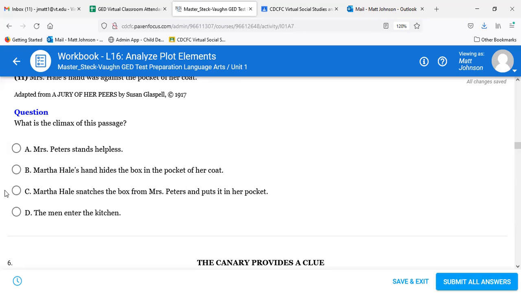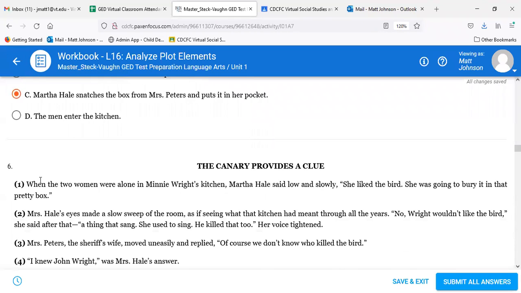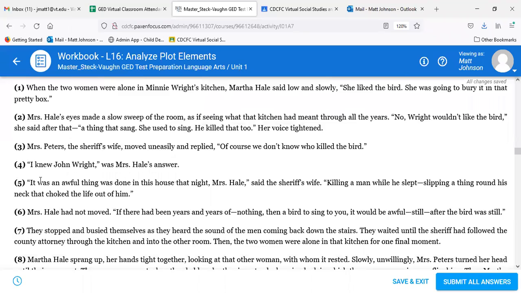C. So Martha snatches the box from Mrs. Peters. So when she does that action and hides the box right in her coat, that's the climax. Because the resolution is afterwards, they basically have it hidden. So C as in cat for number 5.